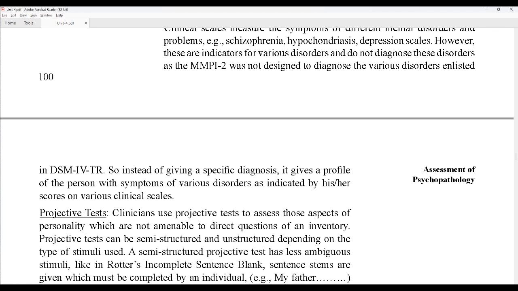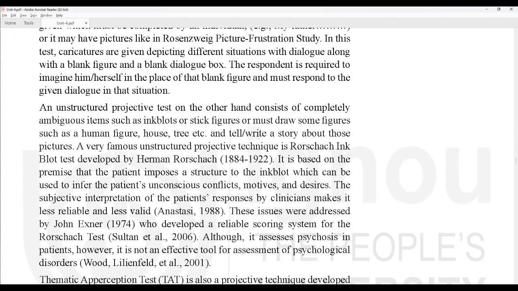Sentence stems are given which must be completed by an individual, for example, "my father...", or it may have pictures like in the Rosenzweig Picture Frustration Study. In this test, caricatures are given depicting different situations with dialogue along with a blank figure and a blank dialogue box. The respondent is required to imagine him/herself in the place of that blank figure and must respond to the given dialogue in that situation.